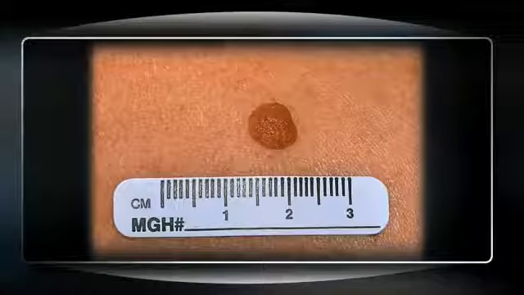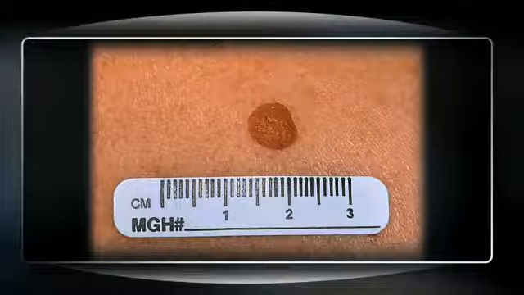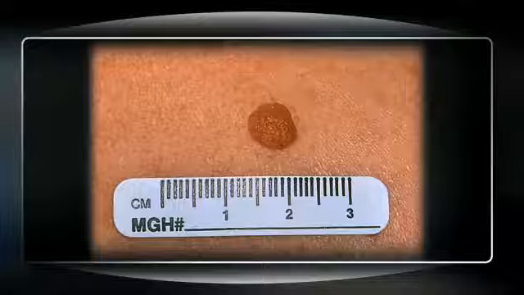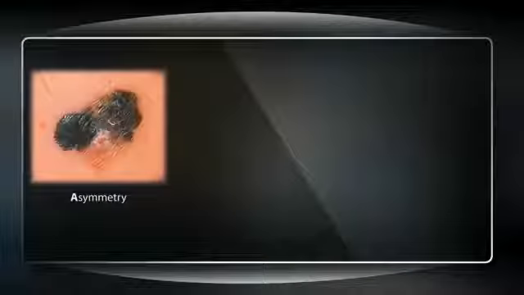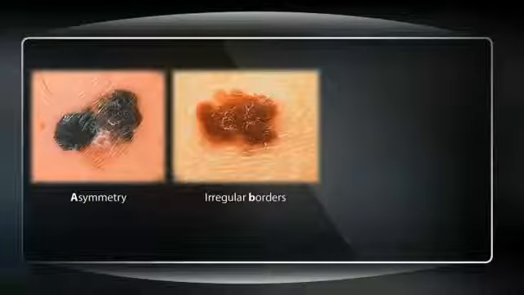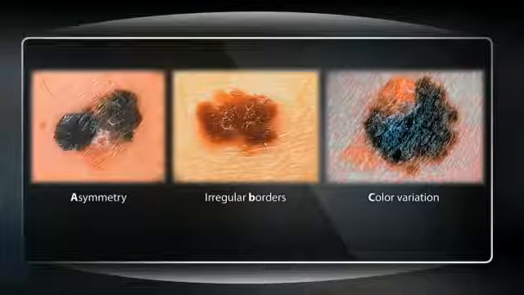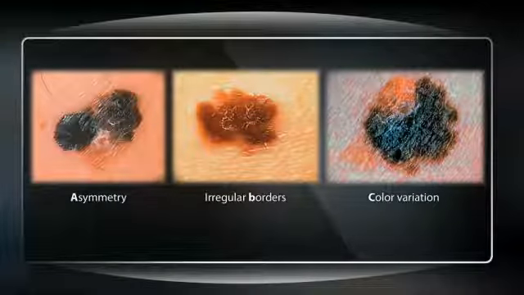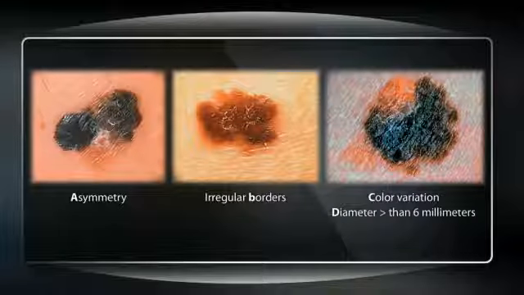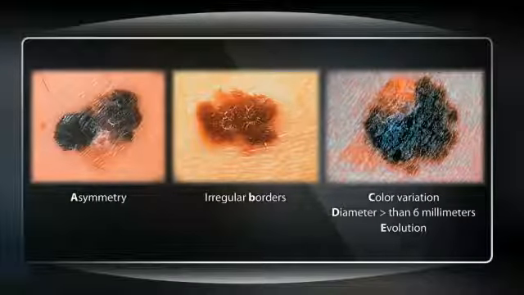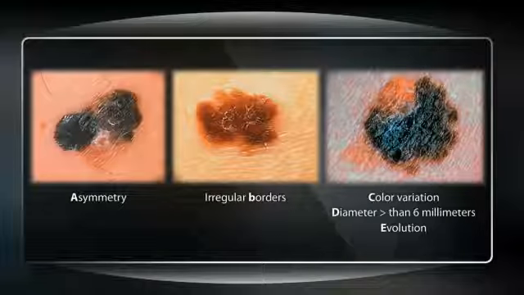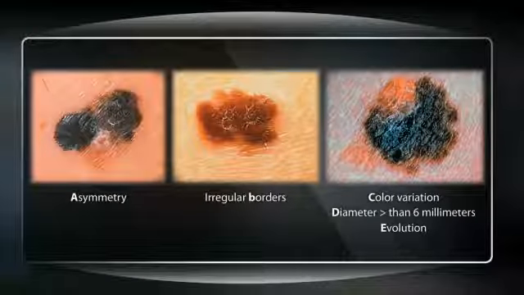When examining nevi, apply the ABCDE method for assessing melanomas. Inspect for asymmetry, irregular borders, color variation, especially blue or black mixed with white and red, diameter larger than 6 millimeters, and evolution or change in size, symptoms, or morphology.